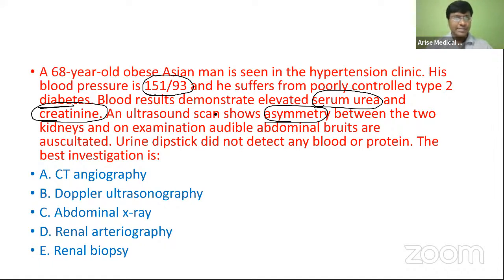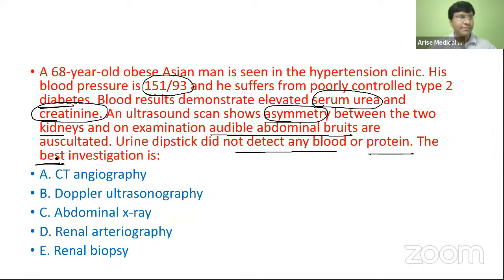Right. So, an ultrasound scan shows asymmetry between the two kidneys. And on examination, there is an audible abdominal bruit on auscultation. Urine dipstick did not detect any blood or protein. What is the best investigation?